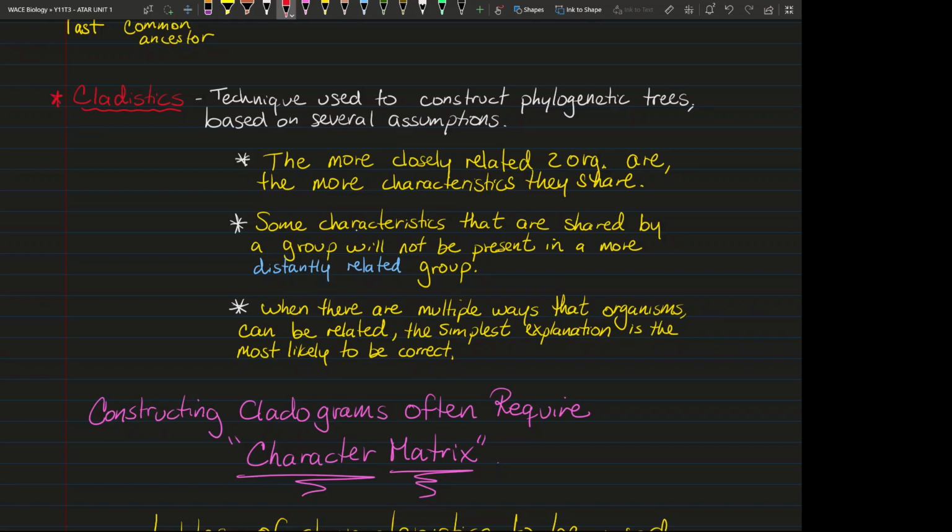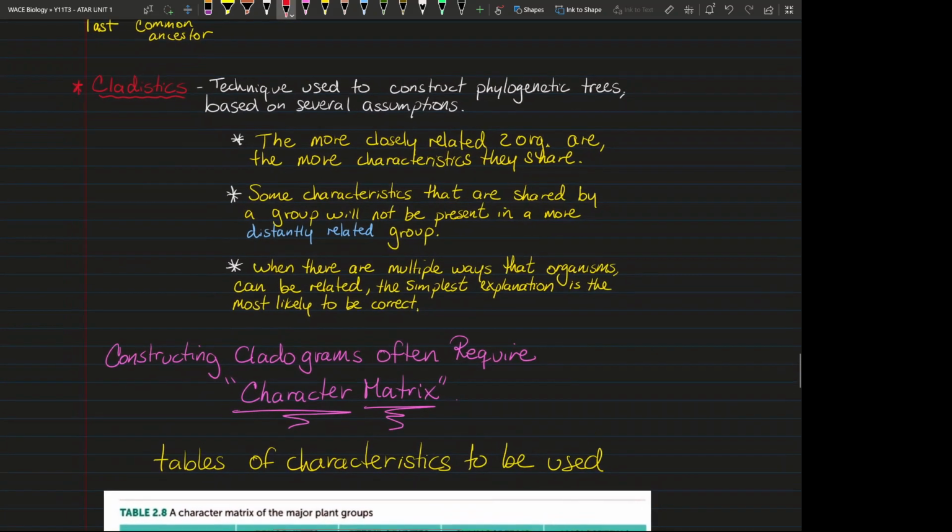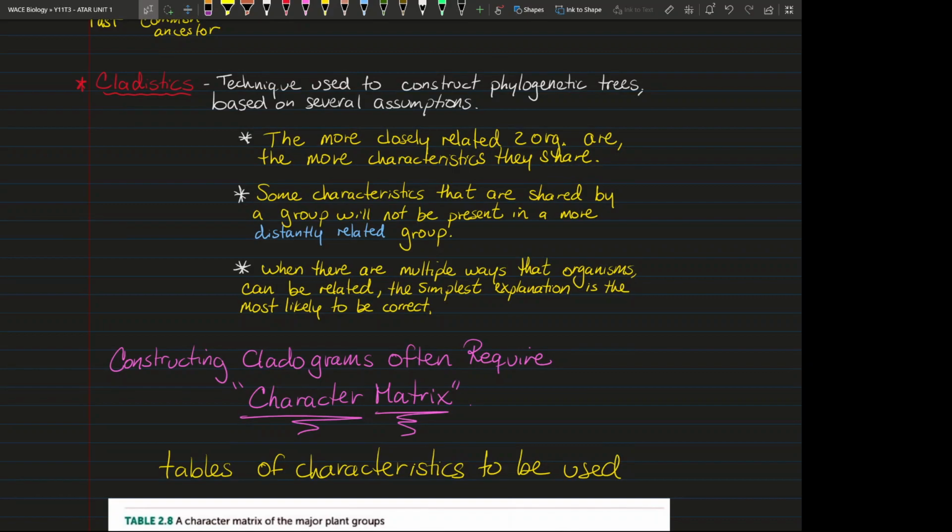So this is a technique used to construct phylogenetic trees based on several assumptions that you need to understand, right? The first one I basically explained to you guys. The more closely related two organisms are, the more characteristics they share, right? That's kind of obvious, self-explanatory. The more closely related two organisms are, the more characteristics they have to share. That's why they're closely related, right?